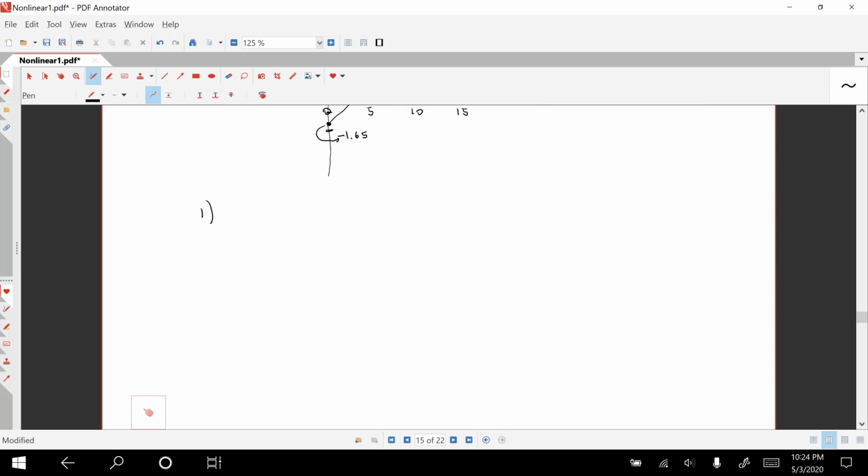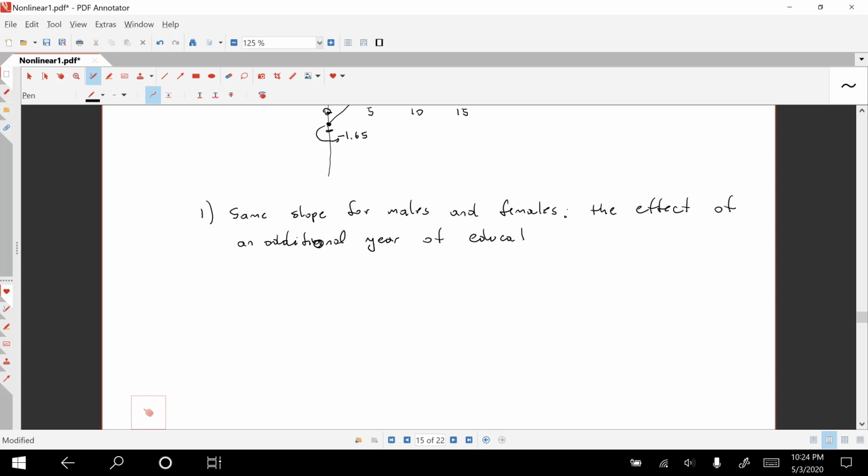Two notes here. We have the same slope for males and females, which basically means that the effect of an additional year of education is the same for males and females.